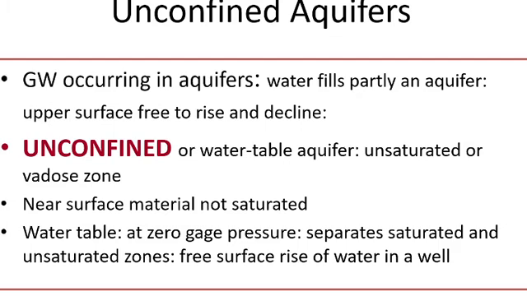So, unconfined aquifers are partly water-filled groundwater aquifers, and in this case of unconfined aquifers we have the water table at 0 gauge pressure, and it separates the saturated and unsaturated zone. There is a free surface rise of water in a well, in this case of unconfined.